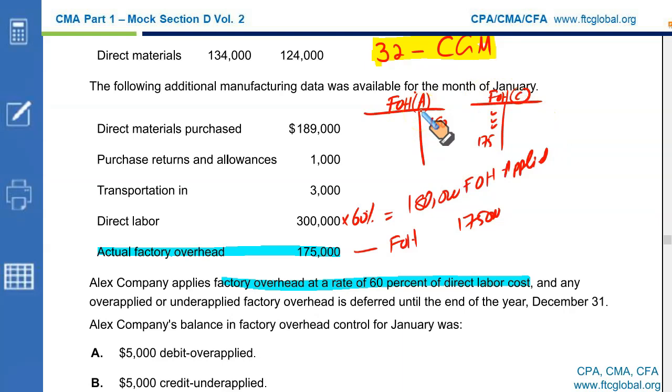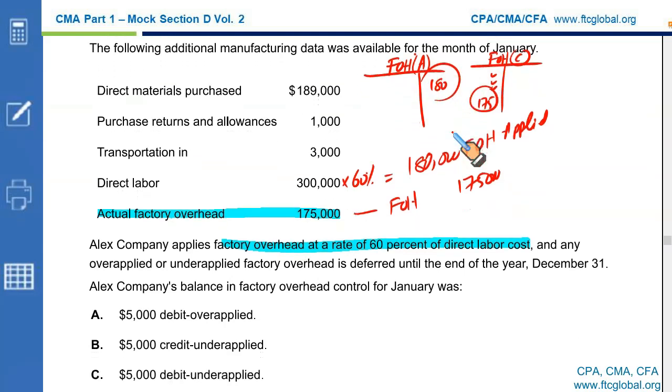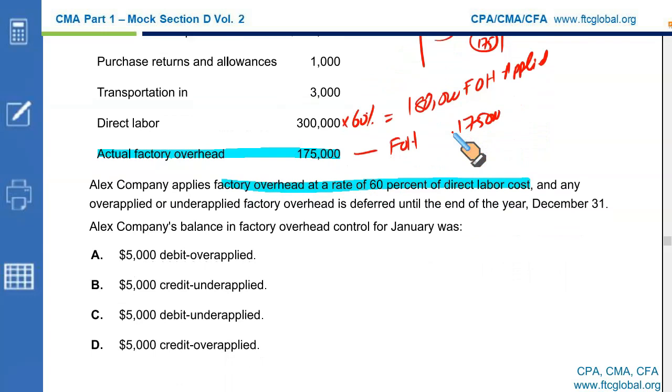So in either case, your overhead will have a credit balance because the credit is more than the debit. So you will have a credit balance of factory overhead account. So it is clearly over applied by 5,000. So that makes D the correct option.